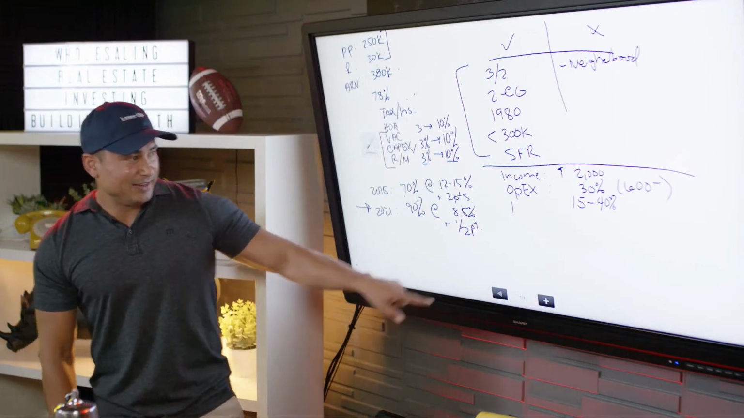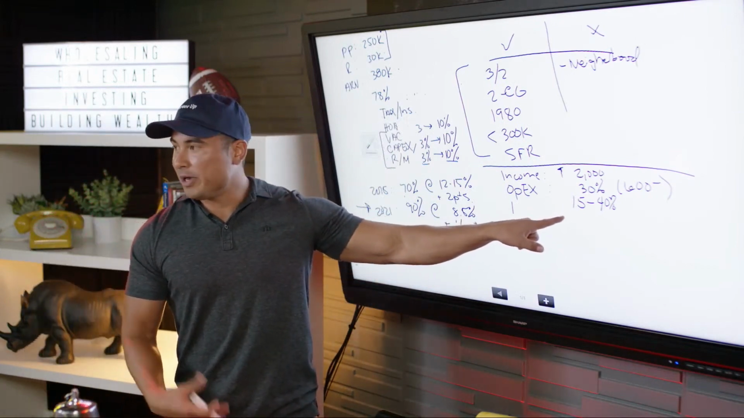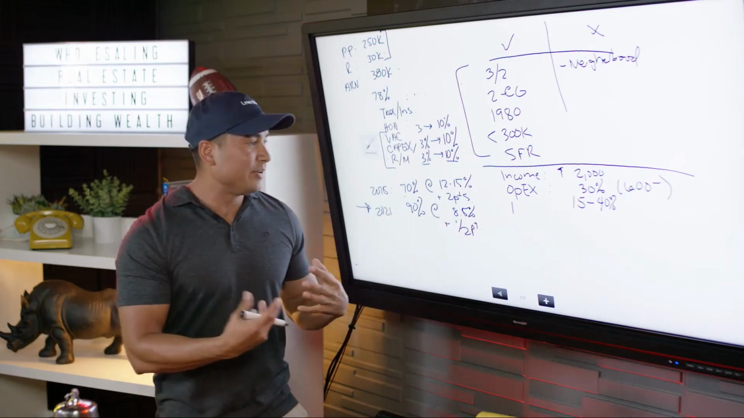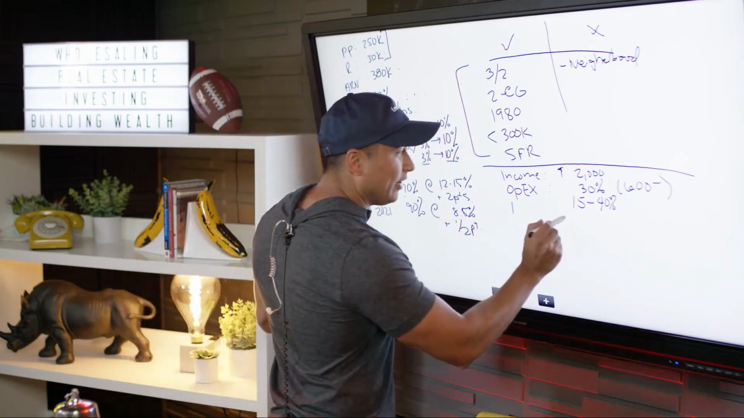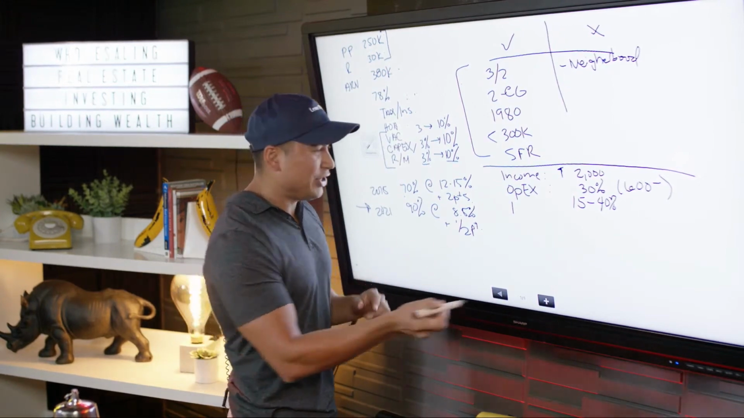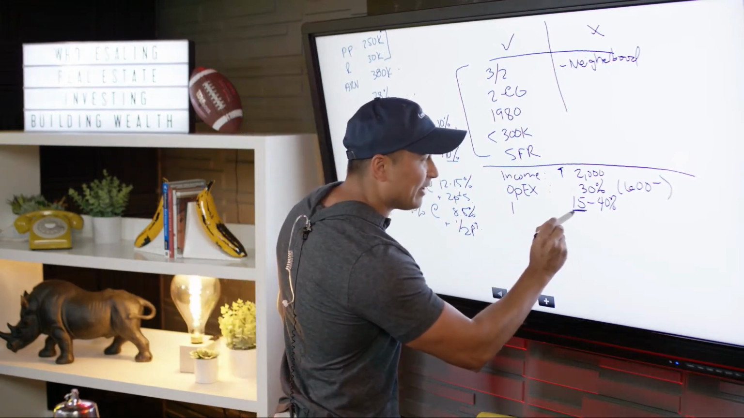Yep. So again, that's why I spend a little bit more money on a property. I'm okay with less cash flow, with a lower price to rent ratio, because I know I'm going to be in this 15% range.